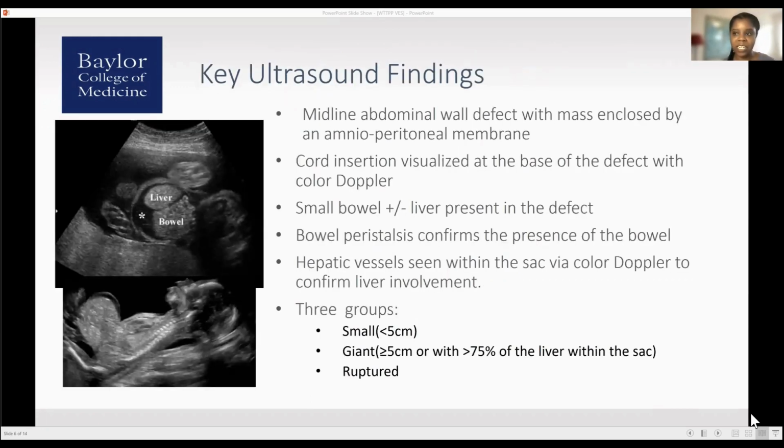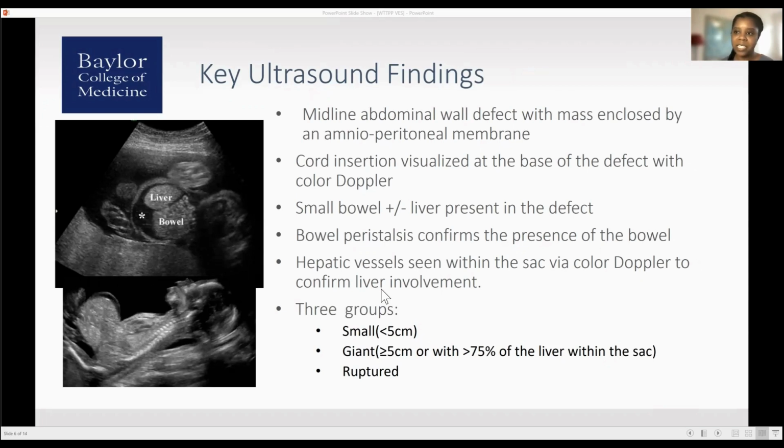The key ultrasound findings when making the diagnosis of omphalocele are a midline abdominal wall defect enclosed by a membrane, as seen here. The cord insertion can be visualized at the base of the defect and confirmed with color Doppler. Inside of the sac, you will see bowel, which can be identified with peristalsis, and there may also be liver inside of the sac as well, which can be confirmed using color Doppler to identify the hepatic vessels.